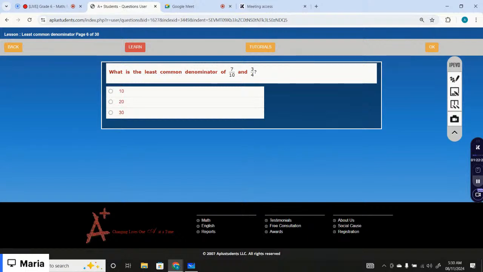What is the least common factor of 7 by 10 and 3 by 4? So which is the correct option? The correct option is 20. Okay, you can complete the lesson by yourself later today. Let me just move on to next lesson.